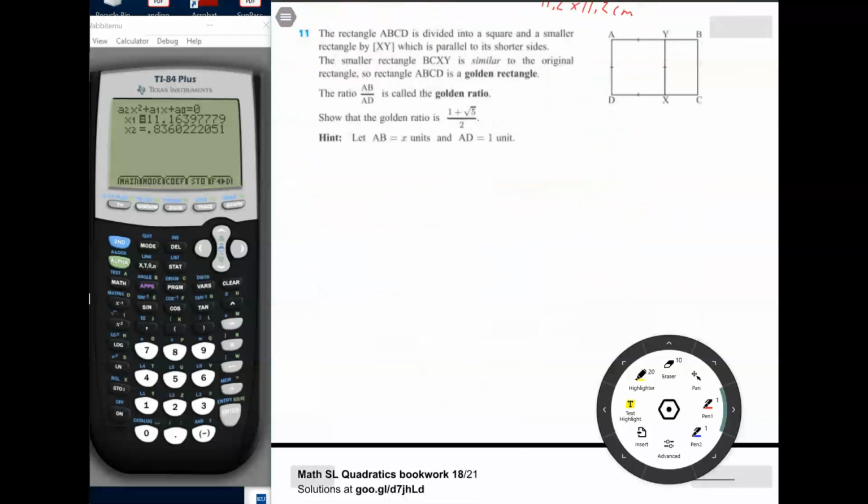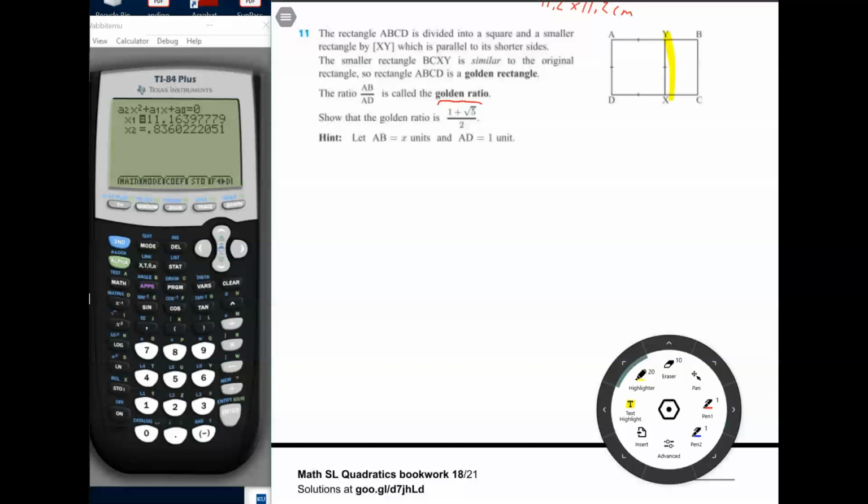Oh, the golden ratio. If I have one piece of advice for you on your IA, don't do your IA about golden ratio unless you want to be the same as 30% of all IB Math SL students in the world. Okay? All right, so the rectangle ABCD is divided into a square and a smaller rectangle by XY, which is this, which is parallel to its shorter side.